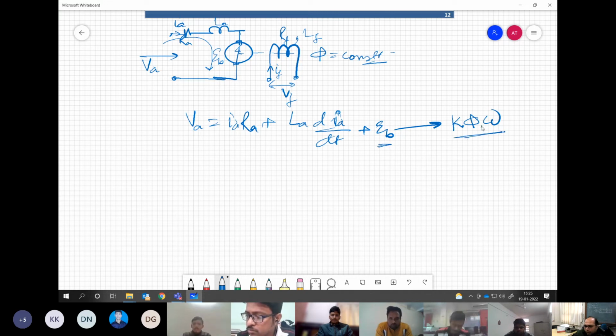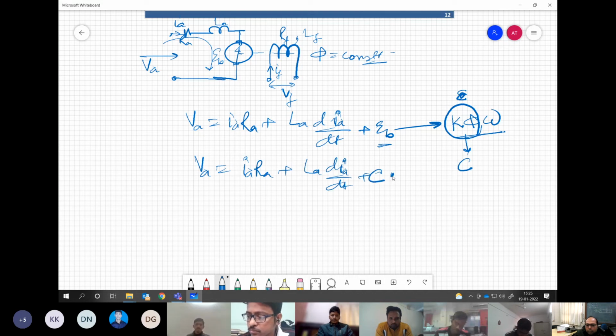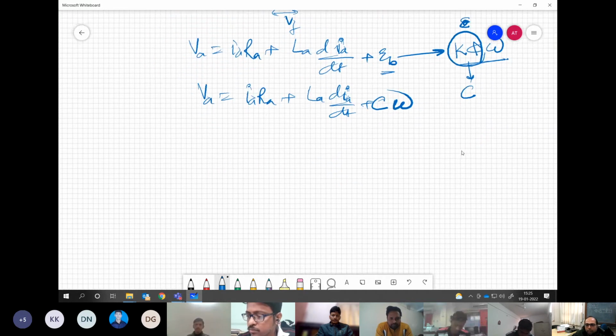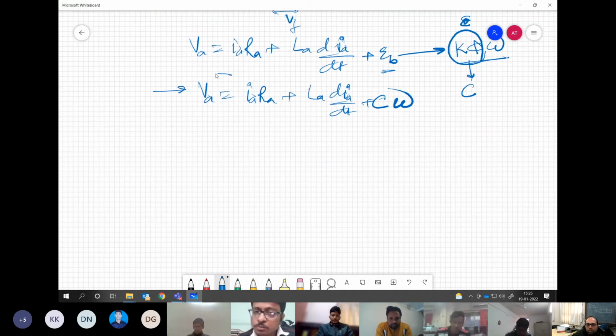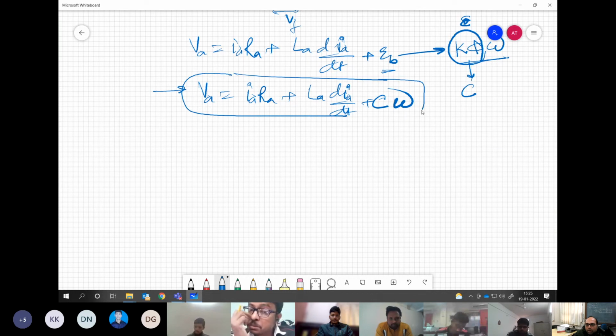Now because flux is kept constant, these two can be combined together and taken as, let's say, C. So the equation we will have is this. This is the electrical sub-model, or we can say the electrical side model of the separately excited DC motor.